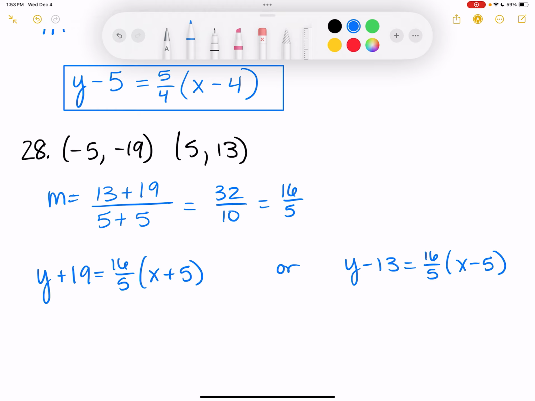Okay, who used the second one? If you use the second one, what did we get? Y minus 13 equals 16/5 times x minus 5. Okay. So the second one was right. The first one is y plus 19 because it's minus a negative, so it's plus, equals 16/5 times x minus a negative, so it's plus 5. So either of these two answers on a quiz or test would work.